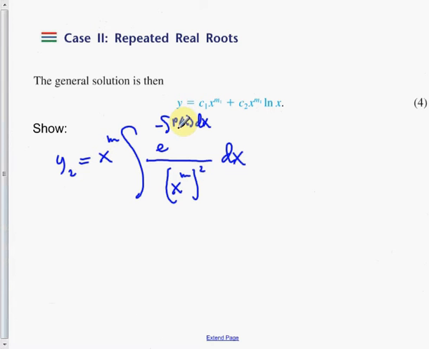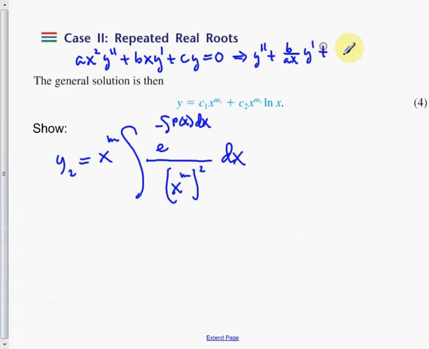Well, all we need really is p of x. What is p of x? Well, it comes from this equation, a x squared times y double prime plus bx times y prime plus c times y is equal to 0. This implies that y double prime plus b over ax times y prime plus c over ax squared times y is equal to 0. Why do we write the equation like this?